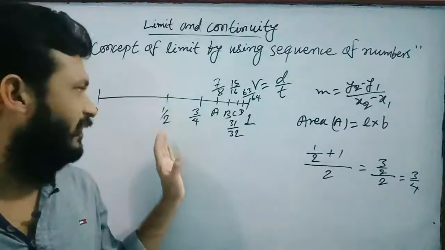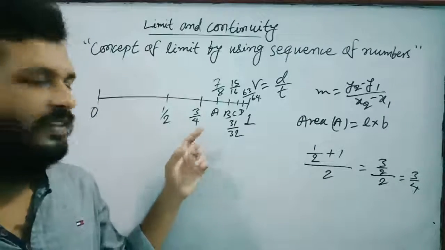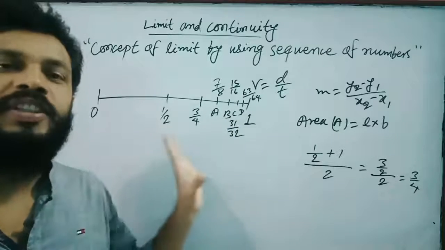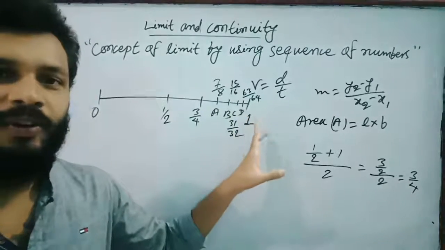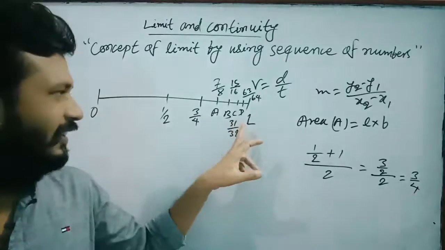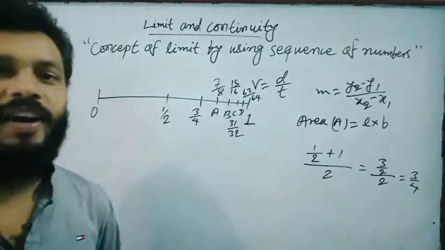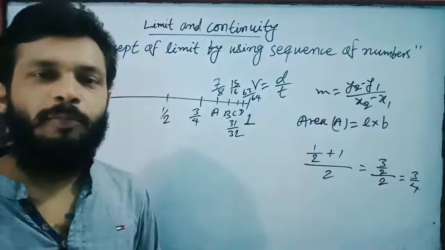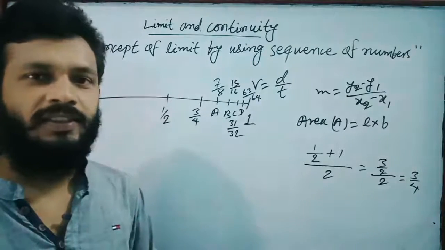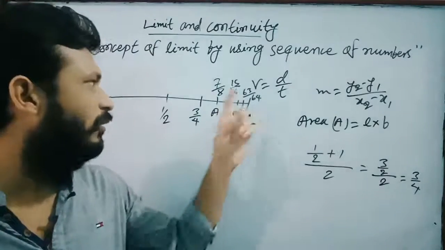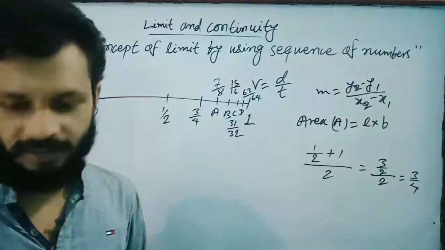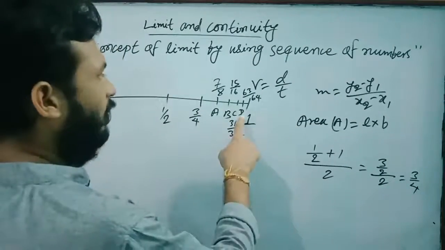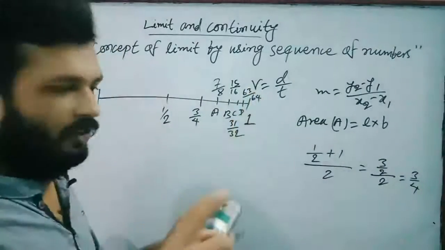So which of the points A, B, C and D is approaching 1? You know, D. Yes, D is approaching 1. Approaching 1 means approach 1. We can write the value of D as 1. Okay, let's see here. The value of D is 63 upon 64, you know.